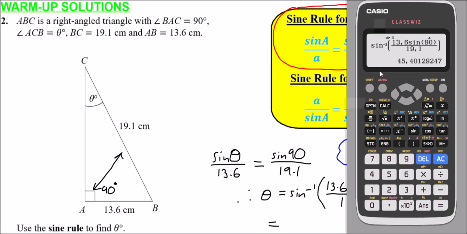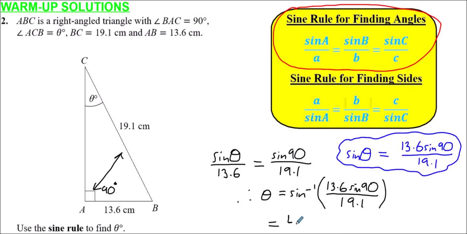We indeed do get the same. And the reason for that is that sine 90 is just equal to exactly 1. That's why it works. So now we can move on and have a look at question 3.